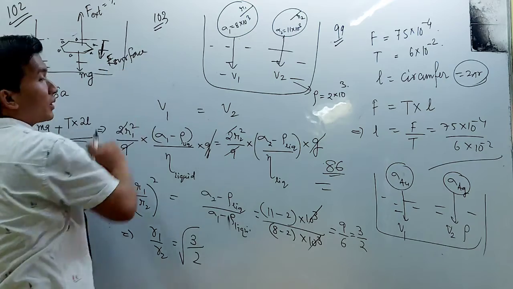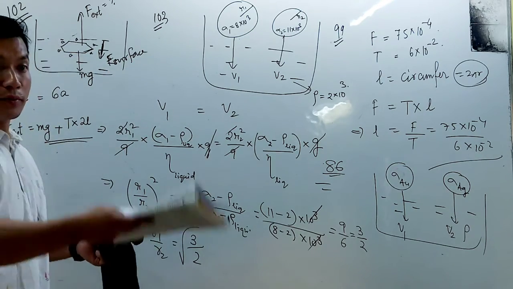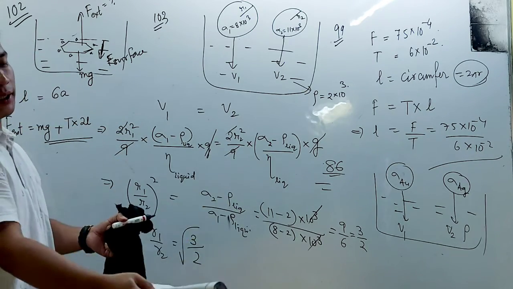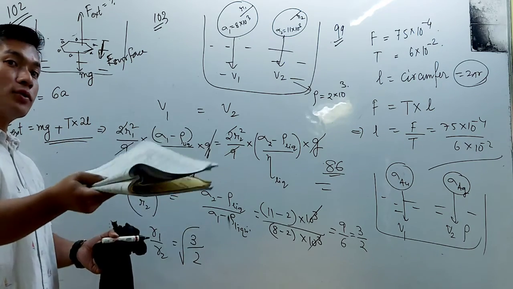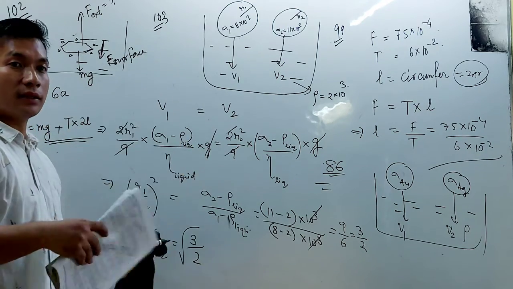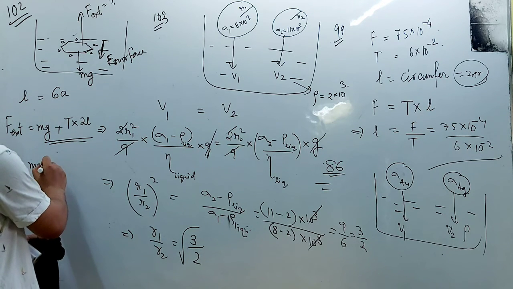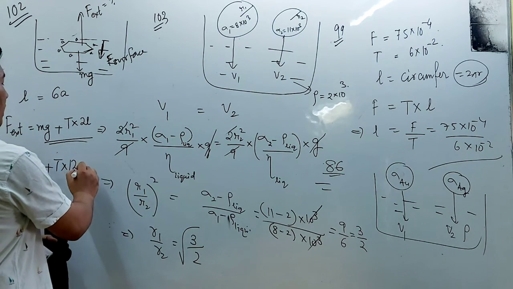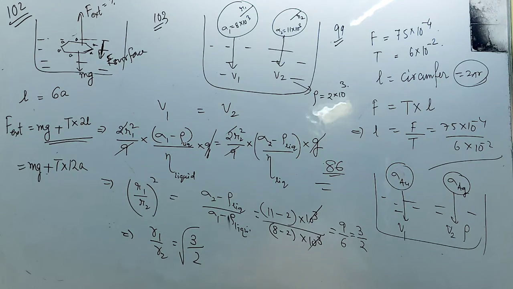Take any plate immersed under water; bringing it up is very difficult because of its surface tension as well as its own weight. So this is mg plus T into 2l, and this will be the required force, mg plus the surface tension force.